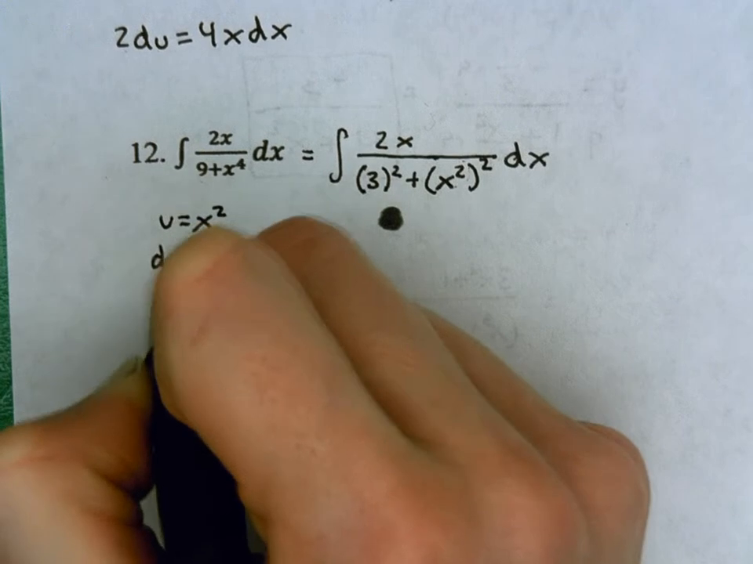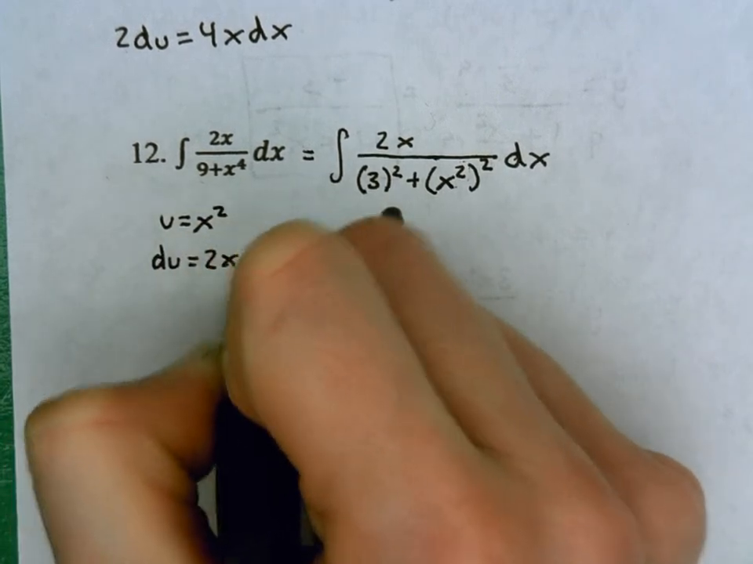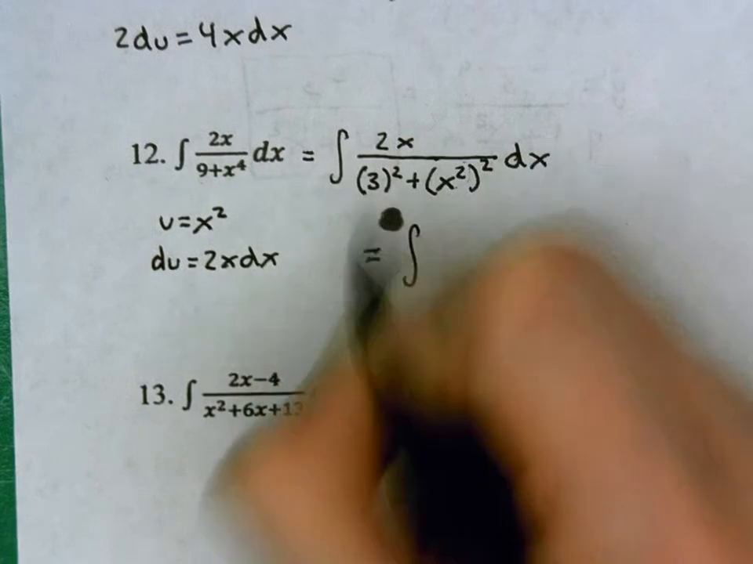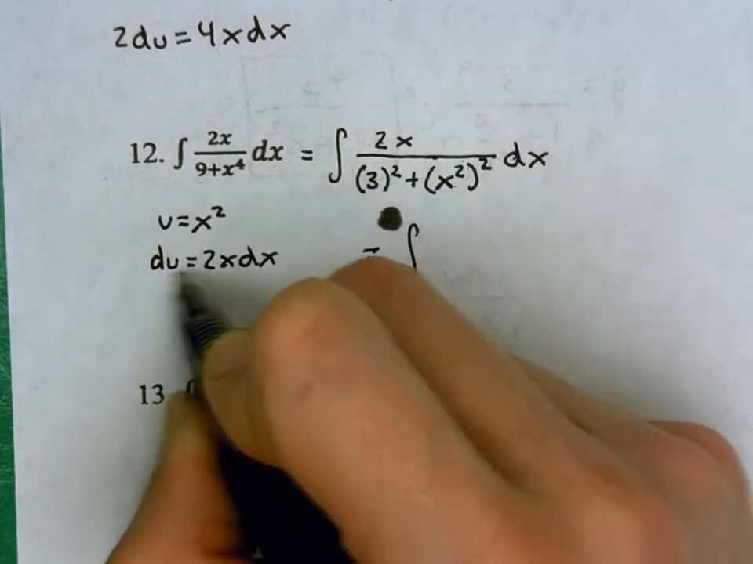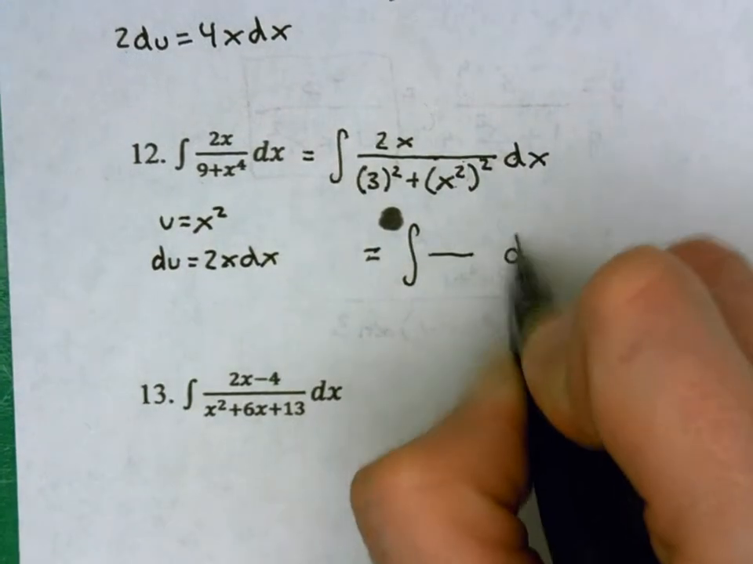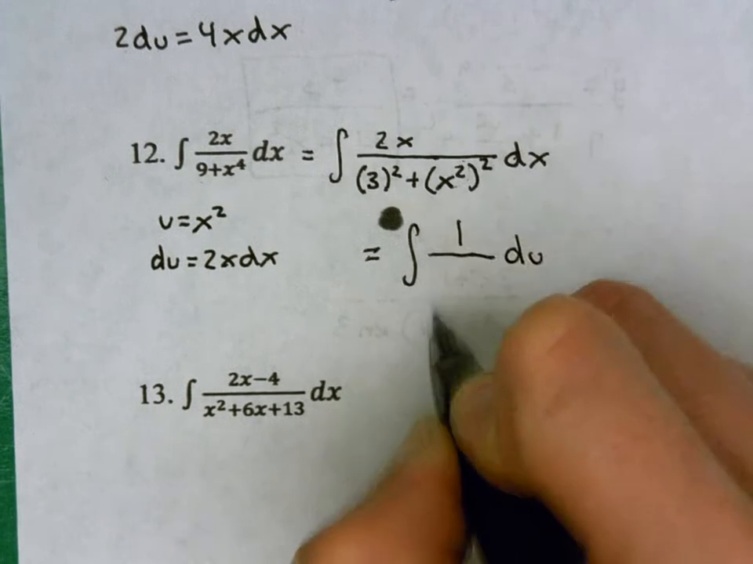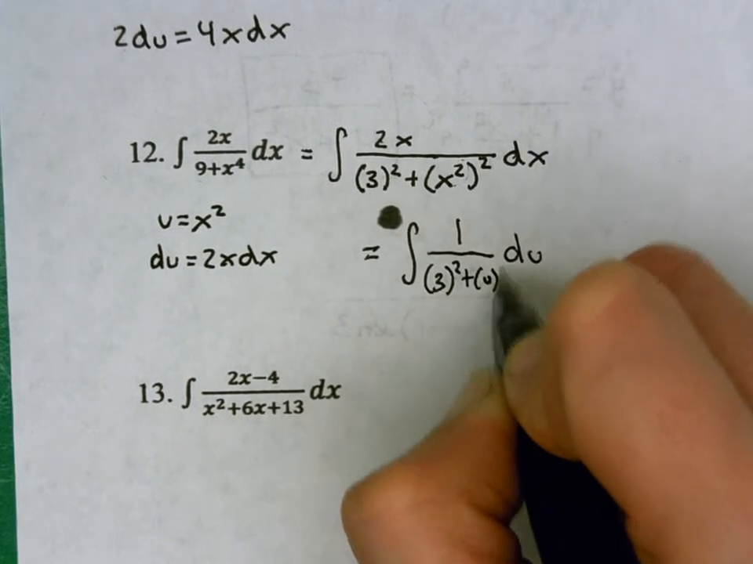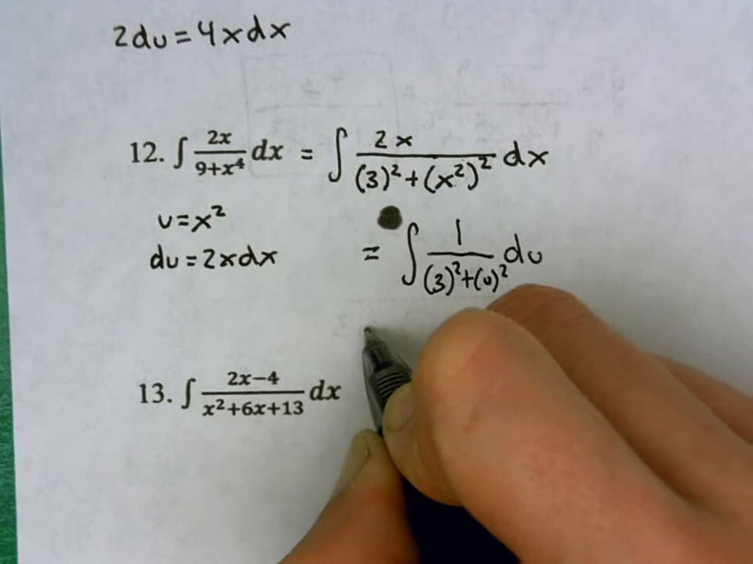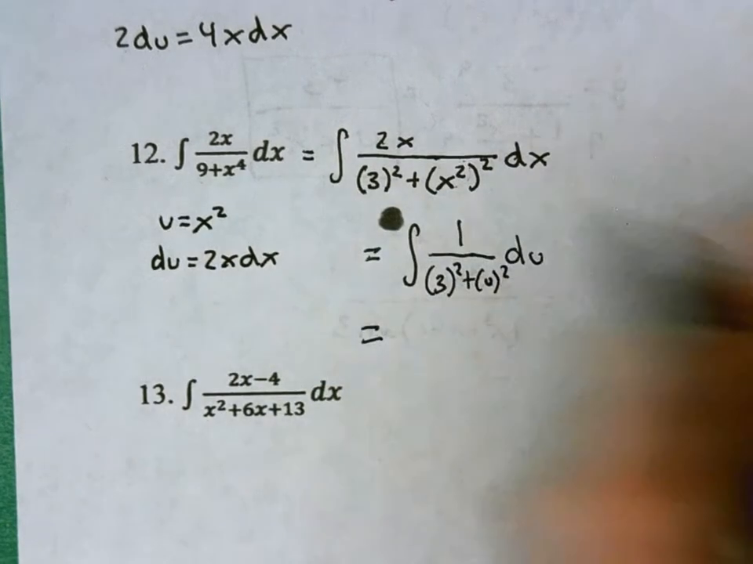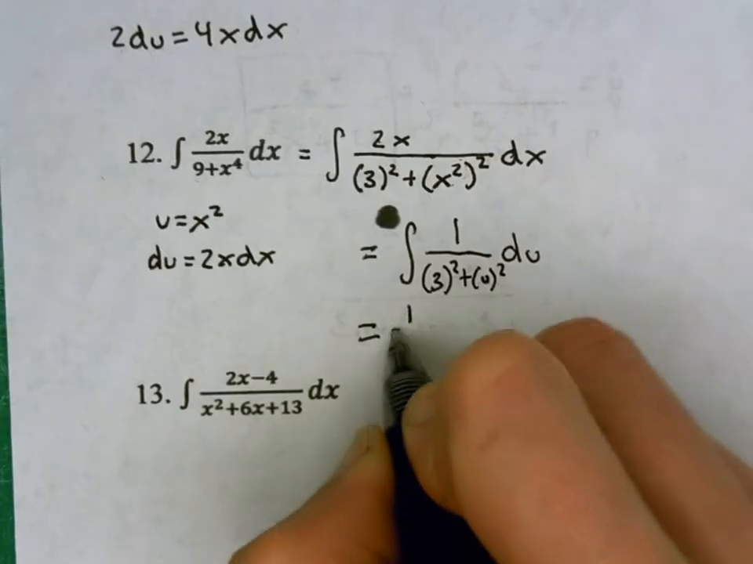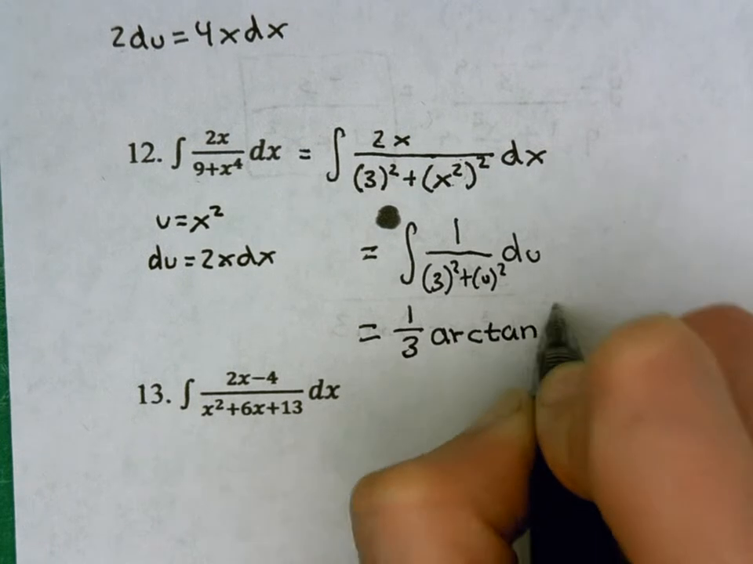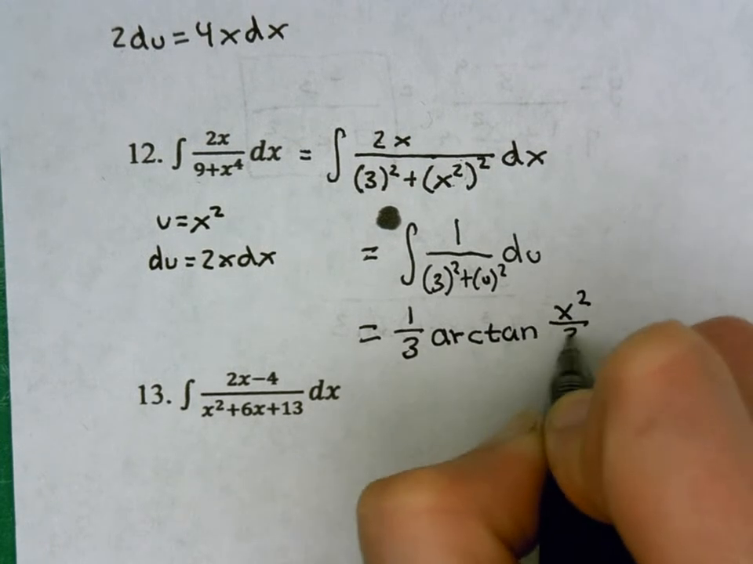So my u is x squared. My du is 2x dx. And so I can go ahead and do a u substitution. 2x dx becomes du. We still have our a, and now our u. And so we're good to apply our arctan rule, which says 1 over a arctan u over a plus c.